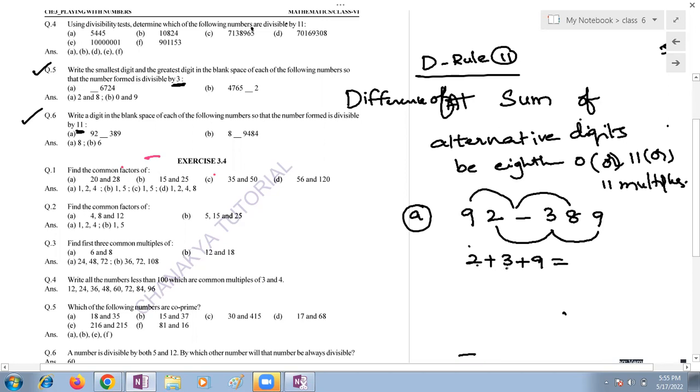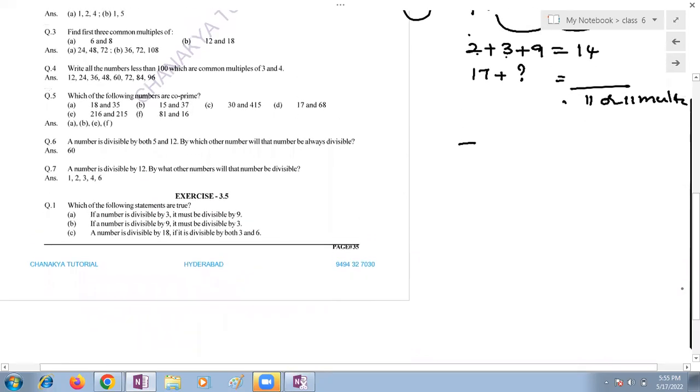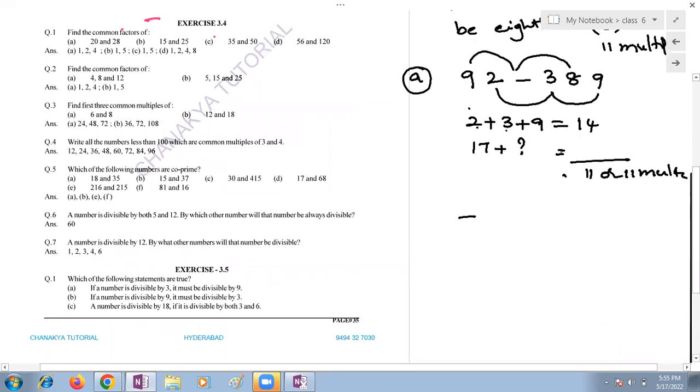Now, 2 plus 3 plus 9 plus 9 is 14. And here 9 plus 8 is 17. So 17 plus what number? The difference should be either 0, or 11, or a multiple of 11. Please think, children. This is the time for you.